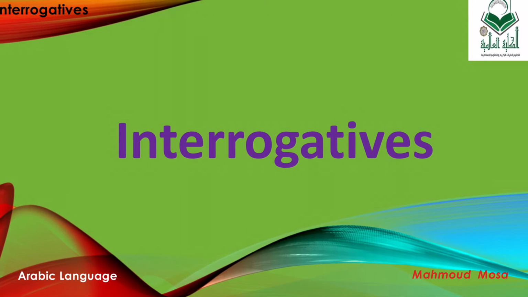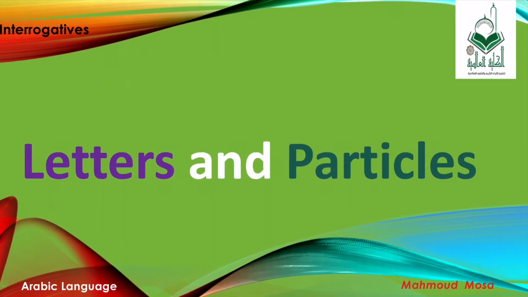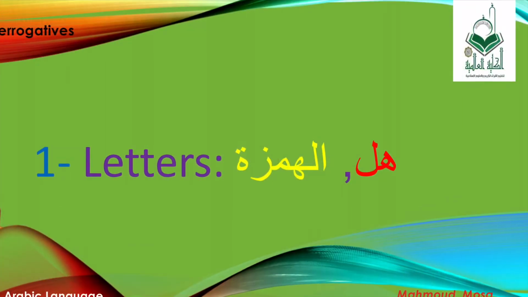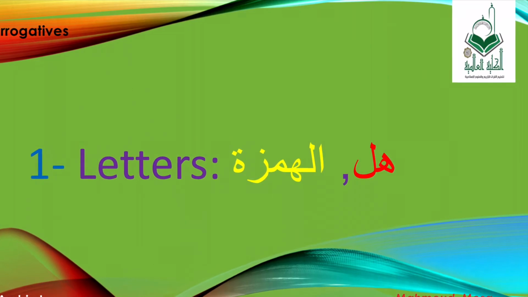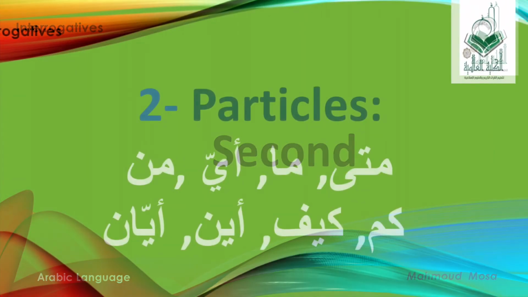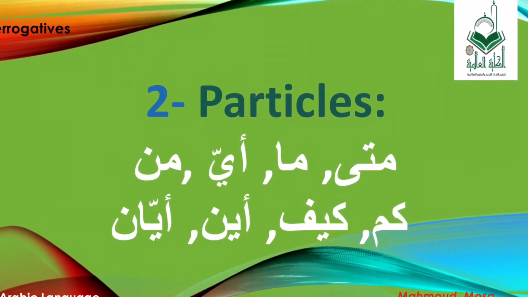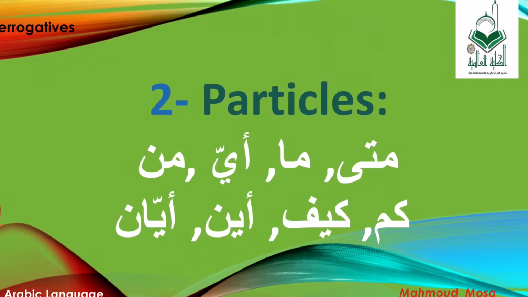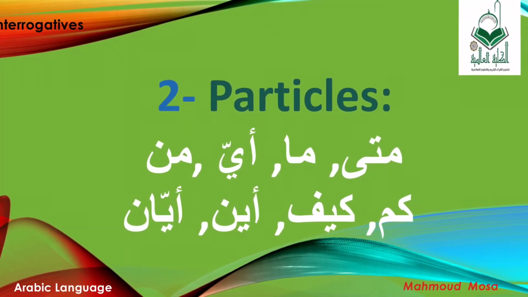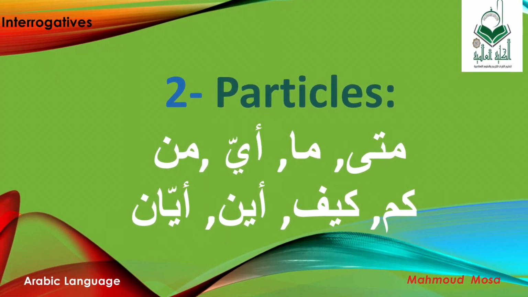Interrogatives in Arabic are divided into letters and particles. First, letters are هل and الهمزة. Second, particles are من, أي, ما, متى, أيان, أين, كيف, كم.